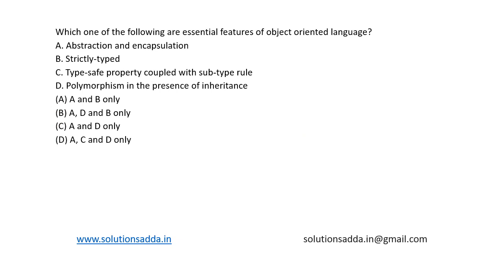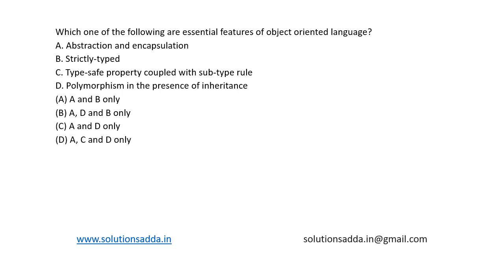This is a question from programming languages. Which one of the following are essential features of object-oriented programming language? A. Abstraction and encapsulation. B. Strictly typed. C. Type-safe property coupled with subtype rule. Option D. Polymorphism in the presence of inheritance.